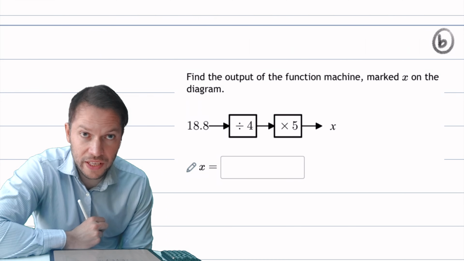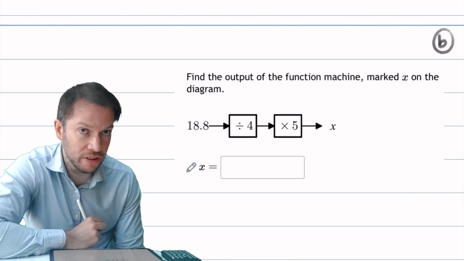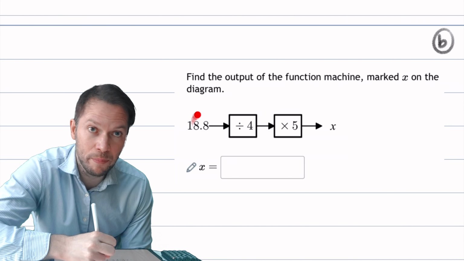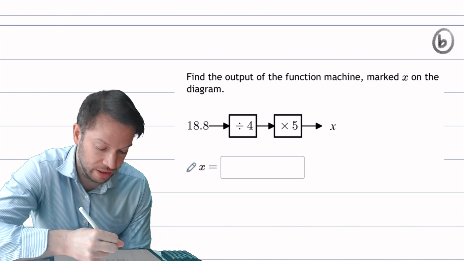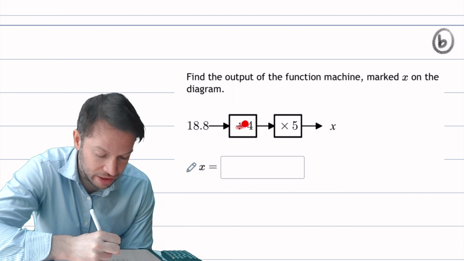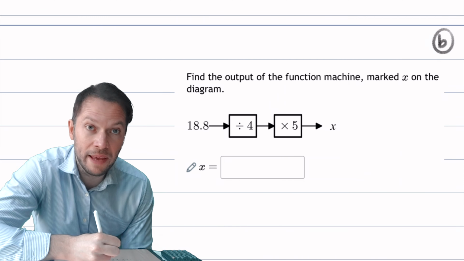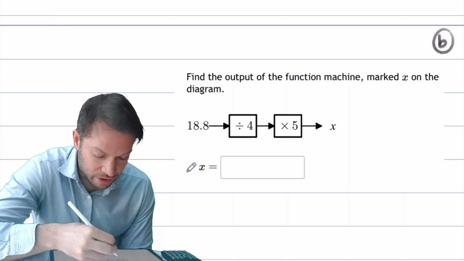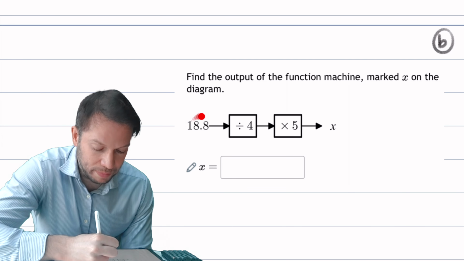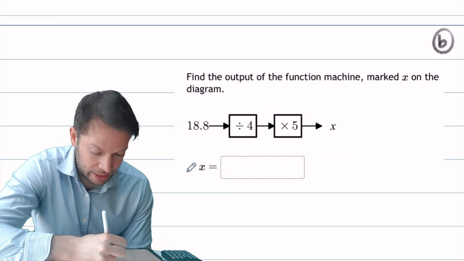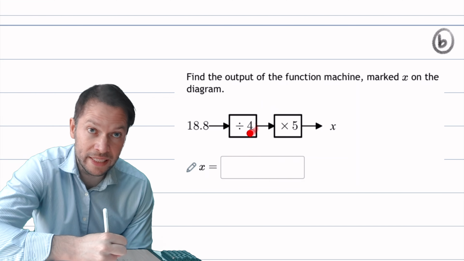Hi, in this video on function machines, also known as number machines, we're going to feed a decimal as an input into our function machines. Remember, a function machine is just some kind of rule, represented by this box, that does something to the input and then spits out the answer, basically. So this 18.8 is being fed in as an input to this function machine, and then it's taking that input and dividing it by 4, and it's going to spit out the result.